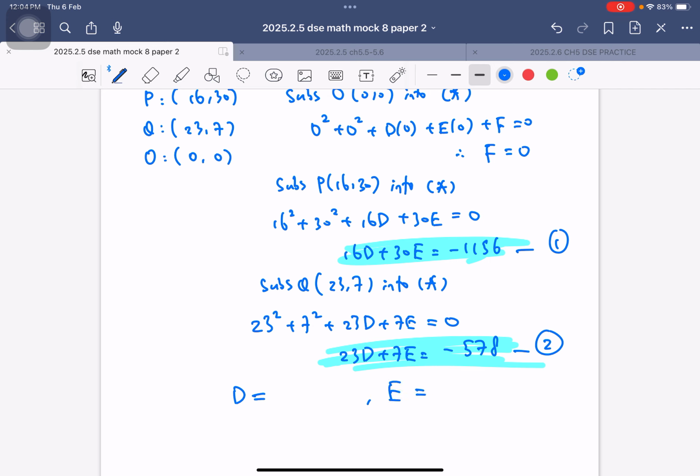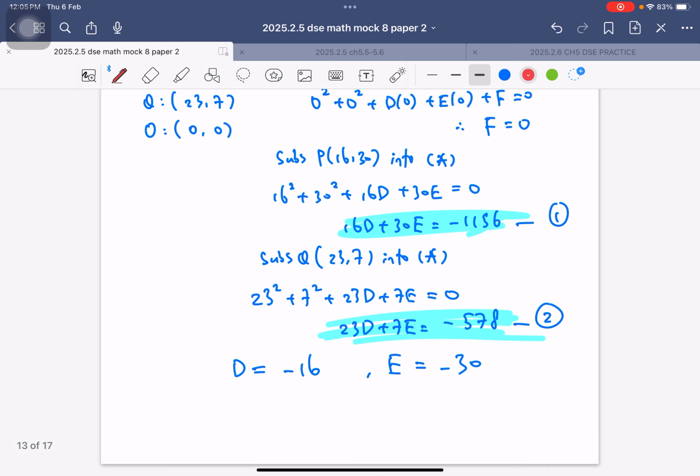So D is equal to negative 16. F is zero, no need to write it. Okay, so D is equal to negative 16, E is negative 30. Okay? So we can get our circle equation. The circle equation is x squared plus y squared minus 16x minus 30y. What is F? 0. So just equal to 0.